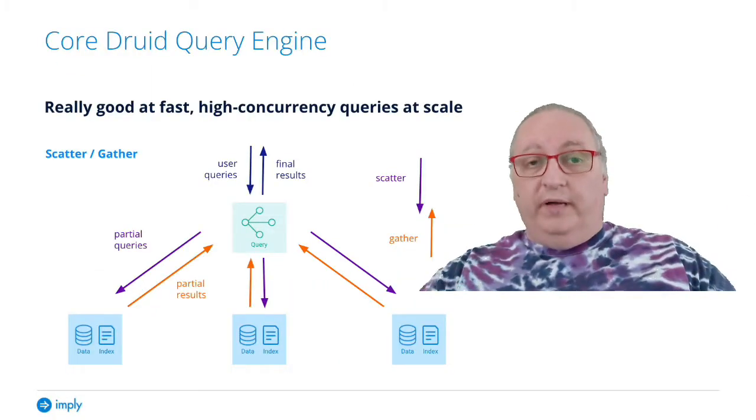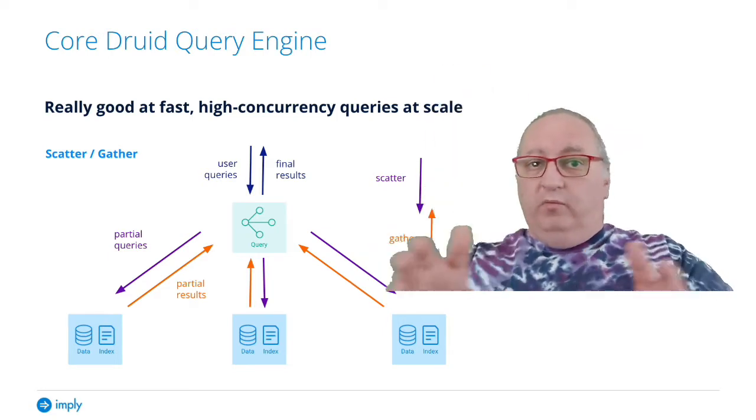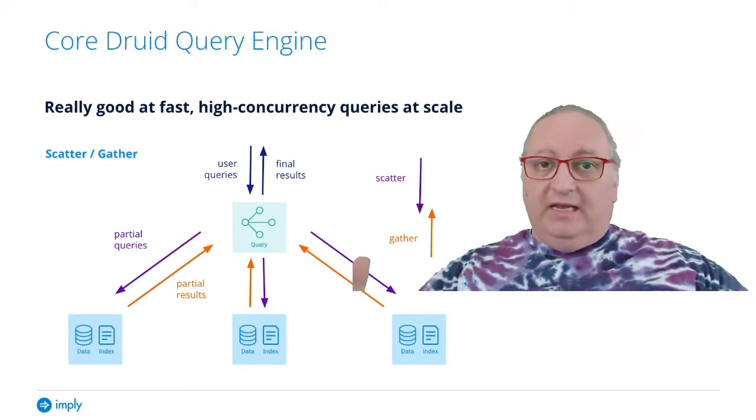With Milestone 1, we're adding a new multi-stage query engine to Druid. Now, why would you care? Druid's always had a great query engine. It's based on scatter-gather methodology. So queries are distributed across one or more data nodes, and then the results are gathered together.